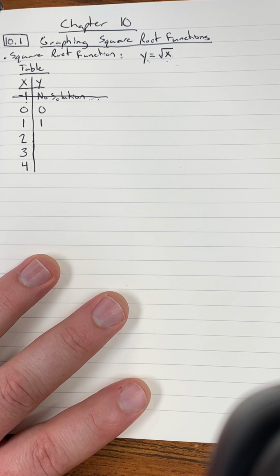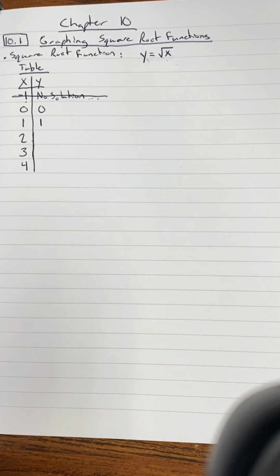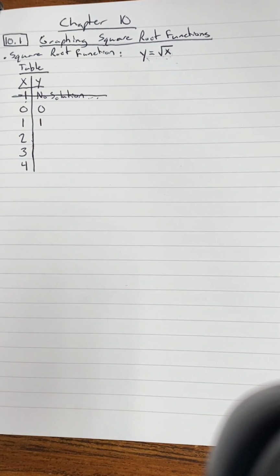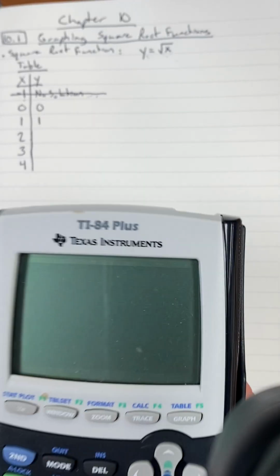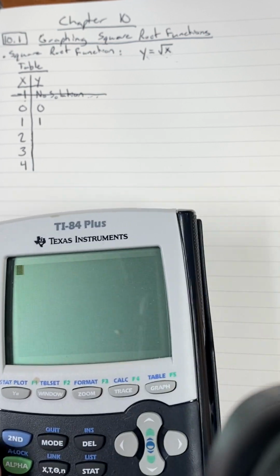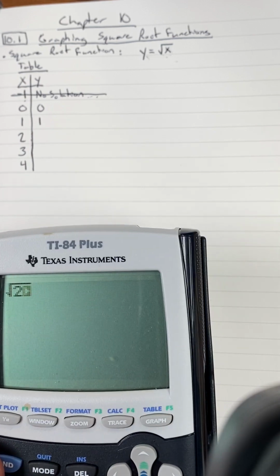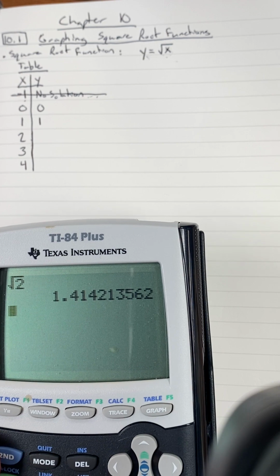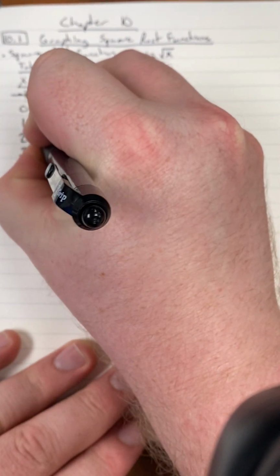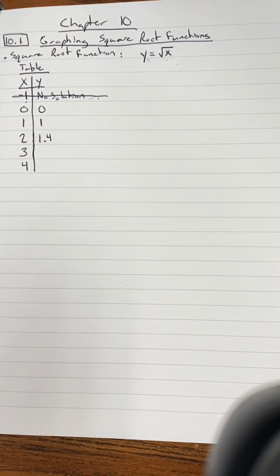If I plug in 2, I get the square root of 2. I don't know what that is offhand, so I'm going to have to start using approximations, which is totally fine when I'm graphing, okay? Because when you're graphing, you're just trying to figure out what the shape is going to look like. So let's go ahead and plug in square root of 2. So I do square root 2 equals, and I get about 1.4. So we'll just take 1 decimal point. So about 1.4. Okay, so like I said, it's okay to get approximations.